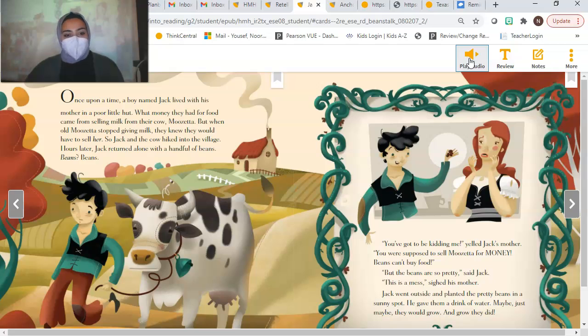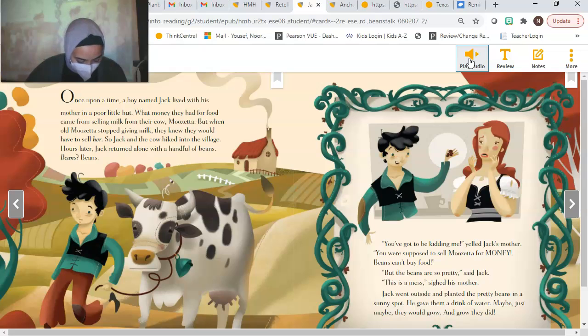He sold the cow. He sold Musita. And did he sell her for money? What did he get back in return? Beans. He didn't get money in return. He got beans instead. And his mother is still poor. And now she's mad at him because they don't have any money and they don't have the cow.